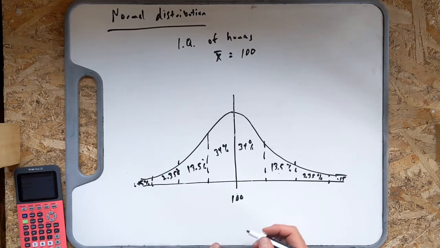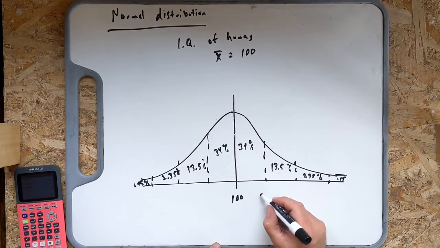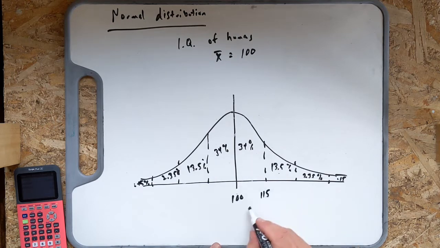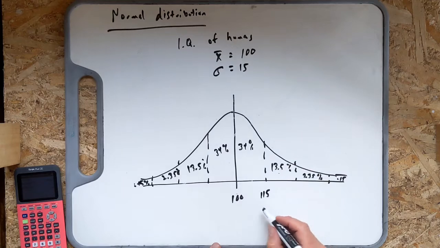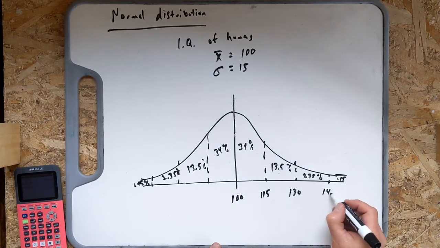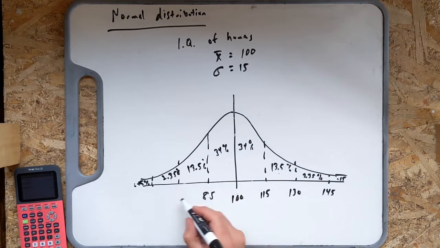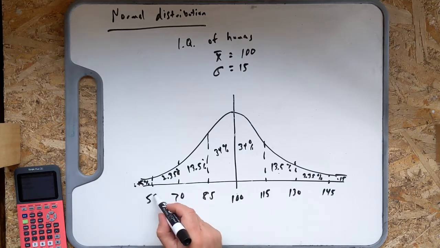Okay, standard deviation, you probably don't know this as well, but it is roughly 15. So you go up 15, let me write those down. Standard deviation is about 15. So 115, 130, 145, subtract 15, 85, 70, and 55. So there's your IQ distribution. Again, a normal curve, just like the height was before. And again, I can do the same thing.